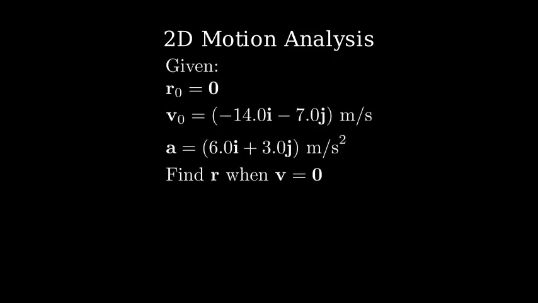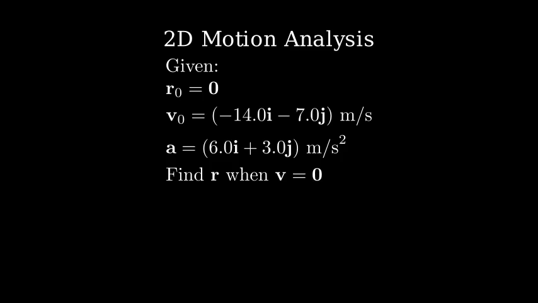Let's solve a two-dimensional motion problem where we need to find the position where an object comes to rest momentarily. Here's our problem. An object starts at the origin at time 0 with an initial velocity of negative 14 i minus 7j meters per second and has a constant acceleration of 6 i plus 3j meters per second squared. We need to find the position where the object comes to rest momentarily.